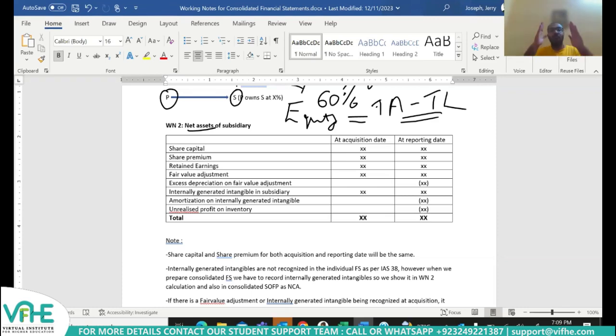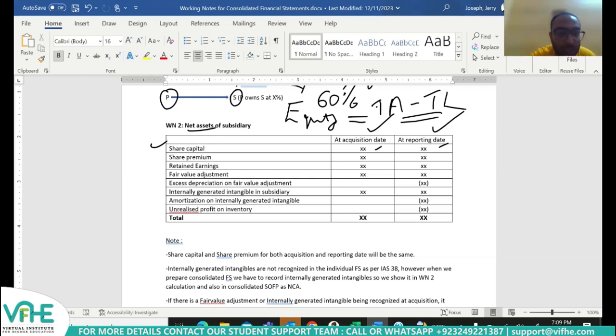We have to divide it between two dates: at acquisition date, the date when we are purchasing or getting control over the entity, and at reporting date. What do you mean by reporting date? That is at the year end. Then equity, what will be the first item in equity? Definitely share capital. Share capital will be the same for both acquisition date and reporting date. You will get it from the balance sheet of the subsidiary.